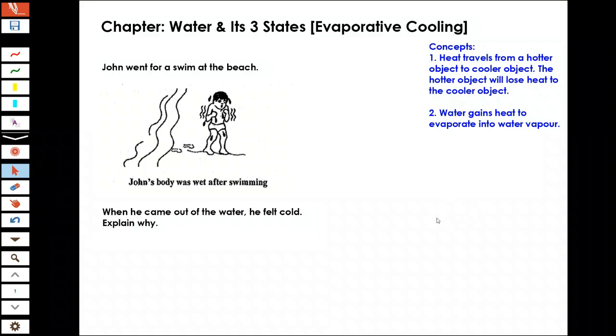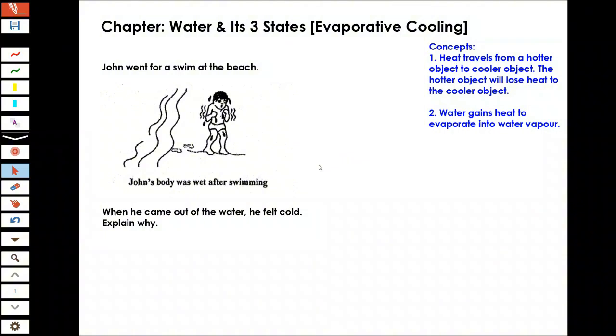Today we are going to look at a question from the Water and its Three States chapter. This is a primary 5 chapter, and the concept we are going to focus on is called evaporative cooling. This is quite a famous question. It appeared in the PSLE paper, and in a lot of schools' papers over the past years. Something I can share is that they can change the scenario, but the explanation is the same.